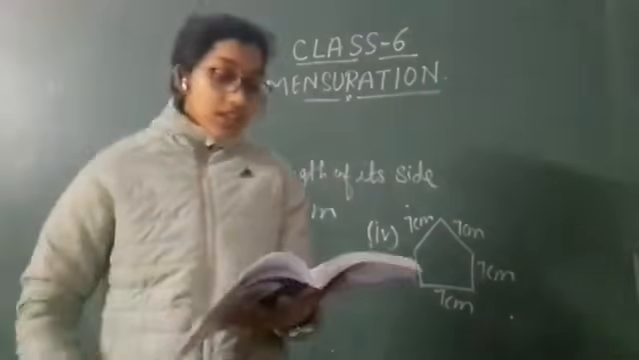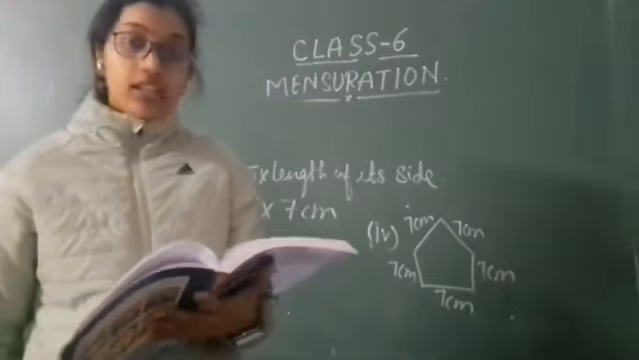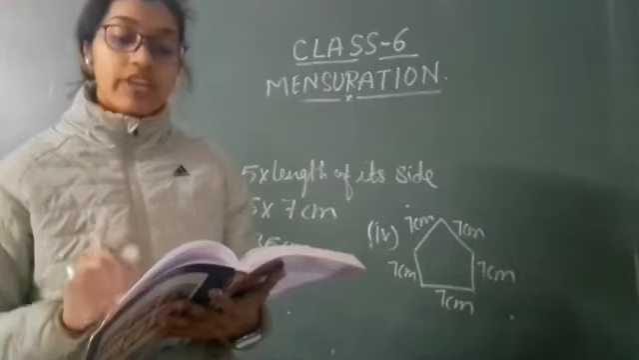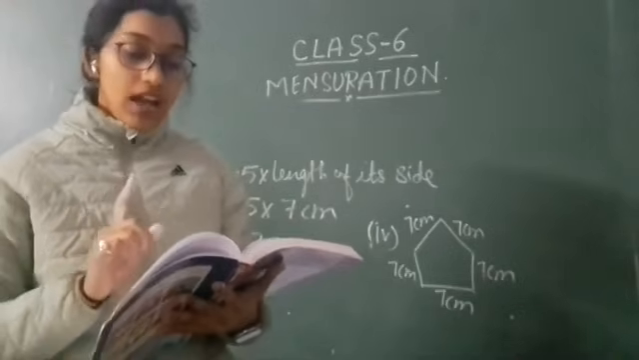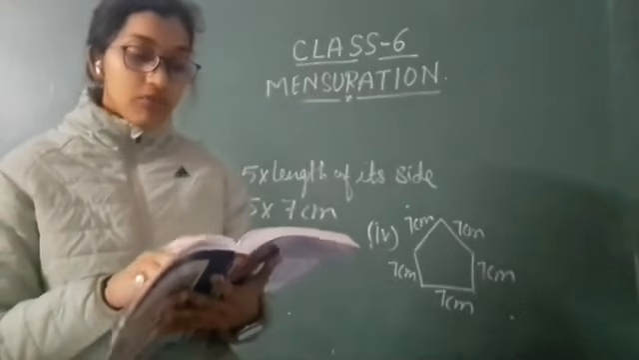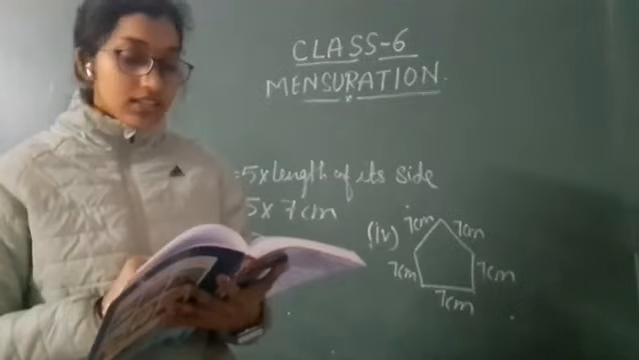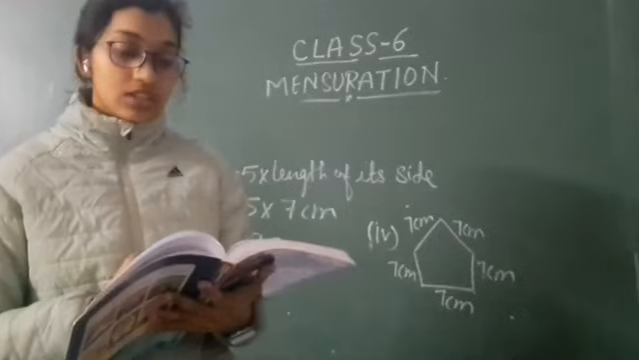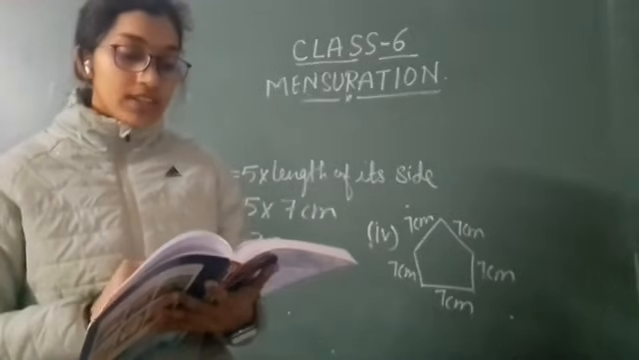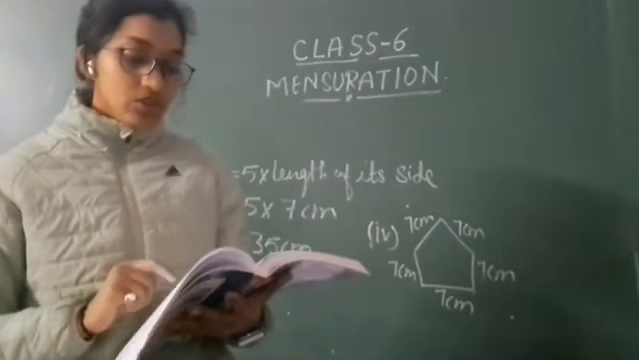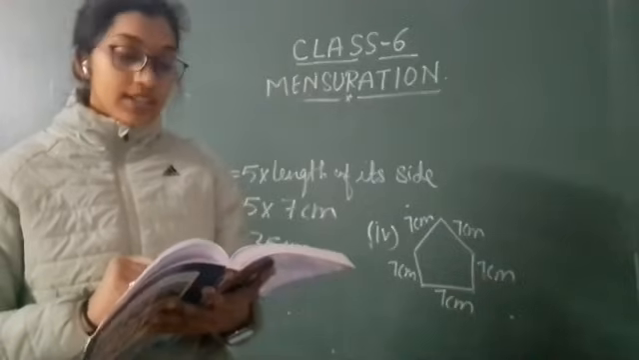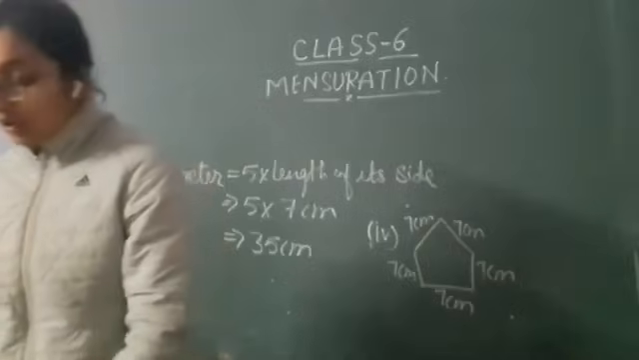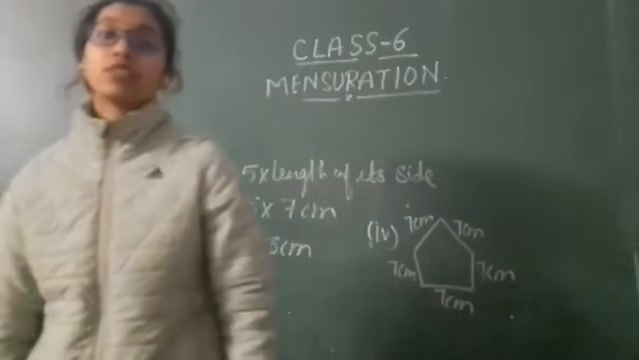Now in the second question, it is given, find the perimeter of each of the following shapes. I think all 4 parts are given, and this will be your homework for the second question. You have to solve it in your fair copies, and in the next video we will discuss question number 2. Okay, thank you class. Hope you will do all the work that I am giving you. Thank you.